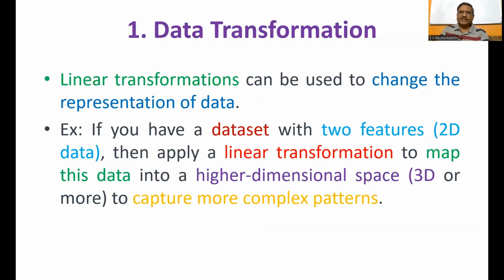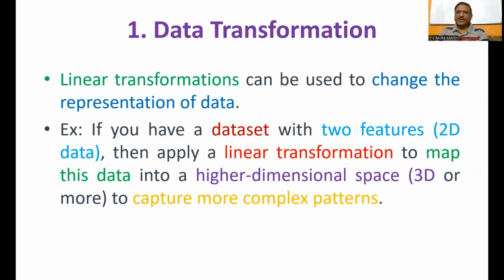If you look into data transformation, linear transformations can be used to change the representation of the data. Suppose the data is represented in 2D form. We can transform it using matrix algebra operations into 3D or into a higher dimensional space. That means if you have a data set with two features, we can apply a linear transformation to map this data into a higher dimensional space to capture more complex patterns.